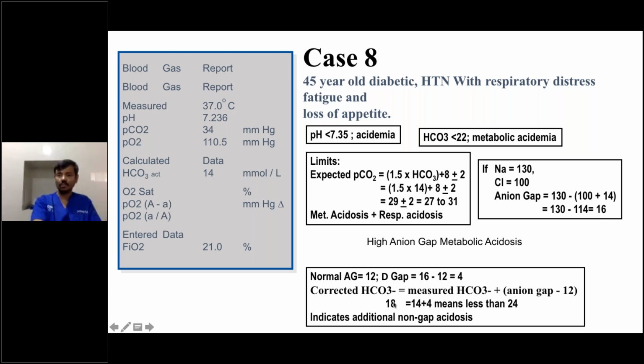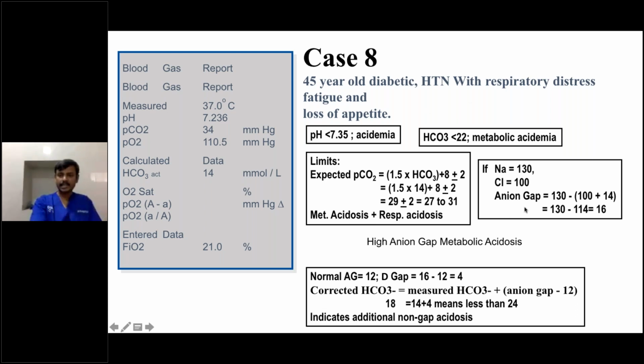It should be 24 because we have taken 24 as normal. If it is less than 24, it means there is a hidden normal anion gap metabolic acidosis. In this case, there is a hidden normal anion gap metabolic acidosis. Then we have to work out why there is a normal anion gap metabolic acidosis. Maybe we know that it is DKA.